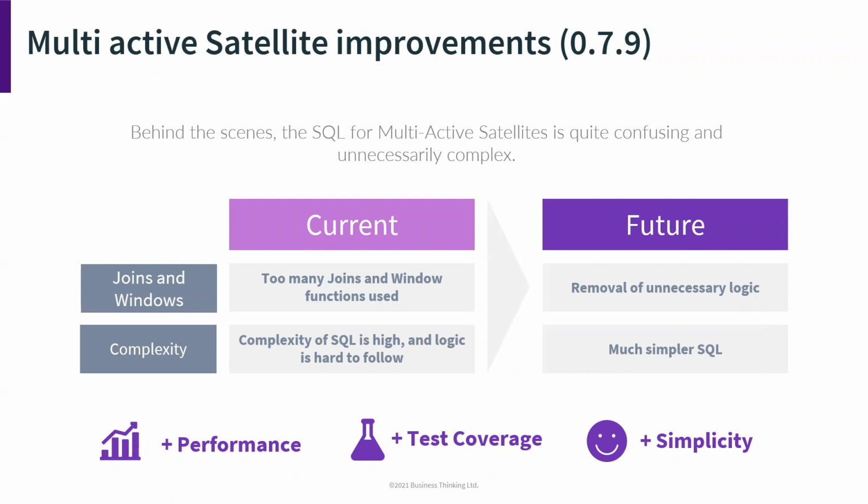So like I said here at the bottom, we've got performance and simplicity. Because we're reducing the complexity and removing a lot of the joins, it's going to be more performant naturally as a result of that. And we've also now got more test coverage, because we wanted to make sure that once we simplified the multi-active satellites, they were still working the same way as before we simplified them. And we're really happy to report the tests still passed, so we haven't broken anything in there. And we've also got more test coverage now as a result. So again, all round much better.